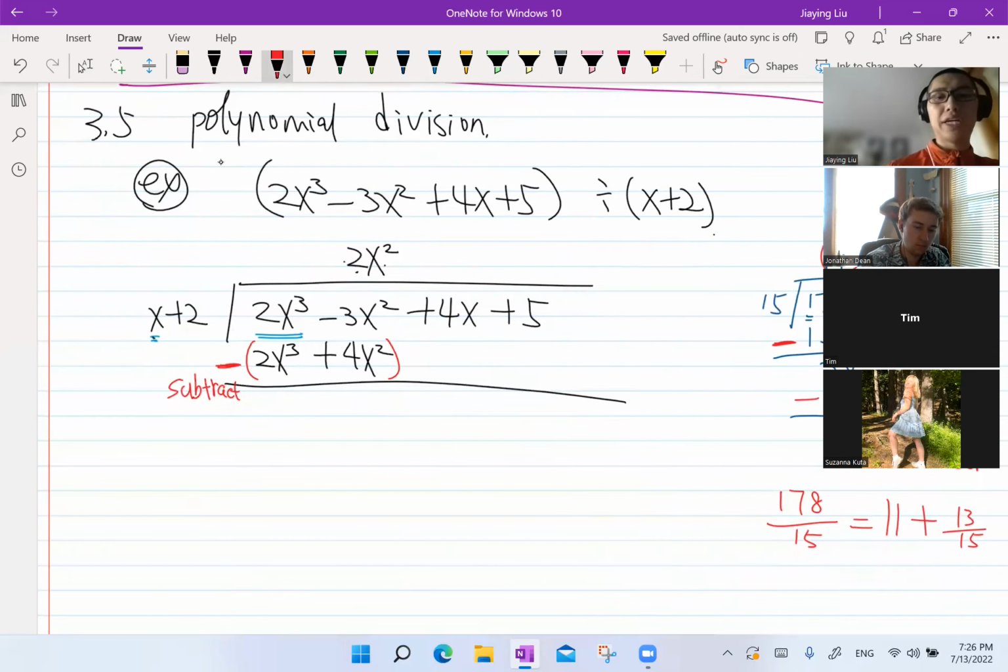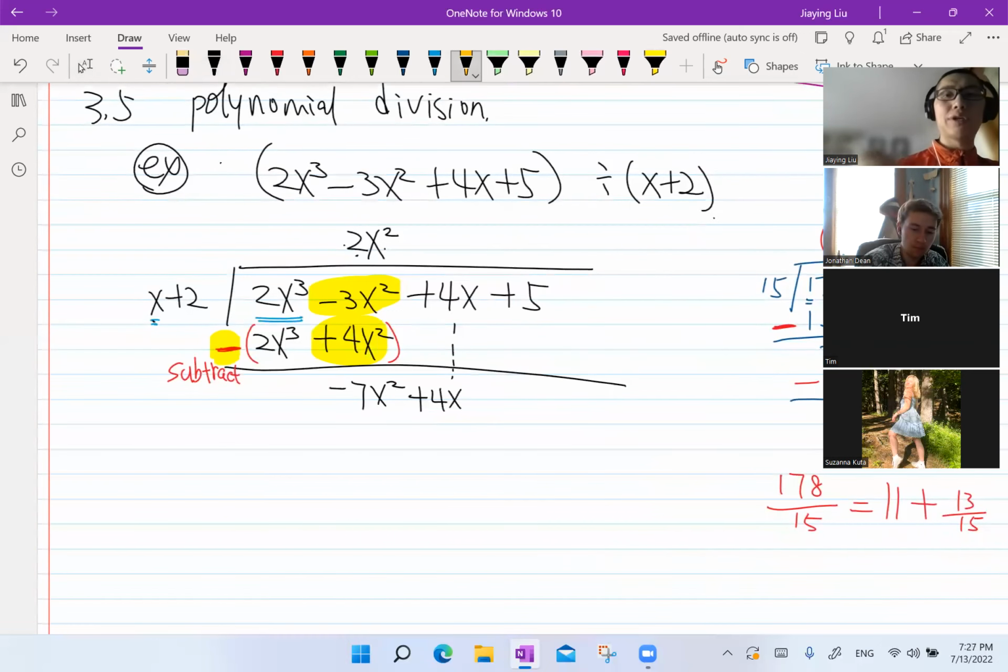So if I take 2x cubed minus 2x cubed, I get 0 x cubed. And be careful, the next part, I have negative 3x squared. I'm subtracting positive 4x squared. So I have negative 3x squared minus 4x squared, right? So that's going to be negative 7x squared. Does that make sense? So it's always subtraction. And now I'm going to bring down the 4x from the next term. So plus 4x, bring it down.